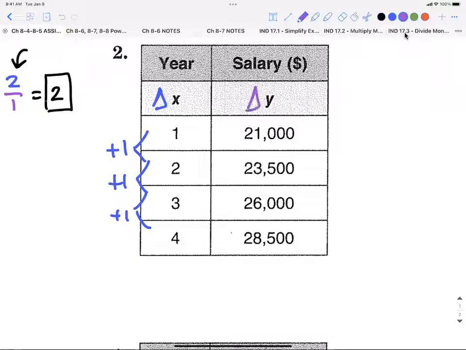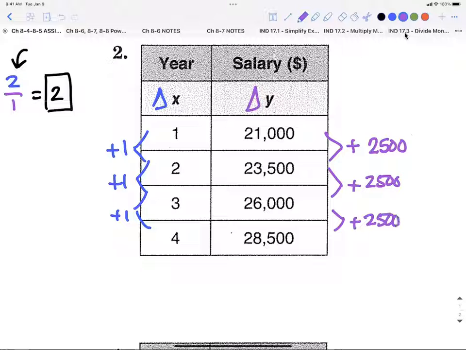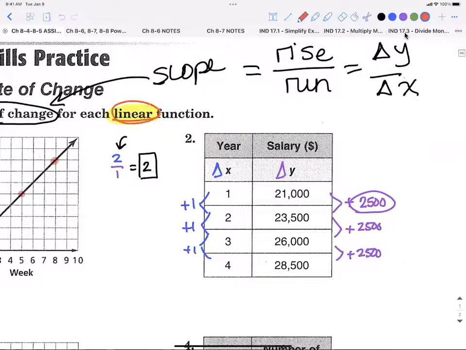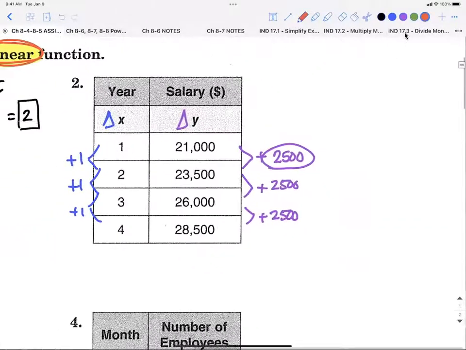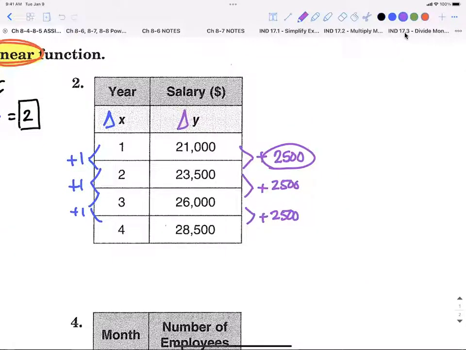Now you look at your change in Y's over here. Well, you go from 2100 up to 23,500, and that is a difference of 2,500. If you calculate it, it's also the same difference here, and it's also the same difference here. Because they tell us it's linear, we really only need to do it once, okay? Because they tell us it's linear, we already know each change is going to be the same along the way. So I would write this slope as my change in Y, which is my 2,500, over my change in X, which was 1. And again, you can write it like that, or you can clean it up and write it like that. And I'm fine with either one. Okay.